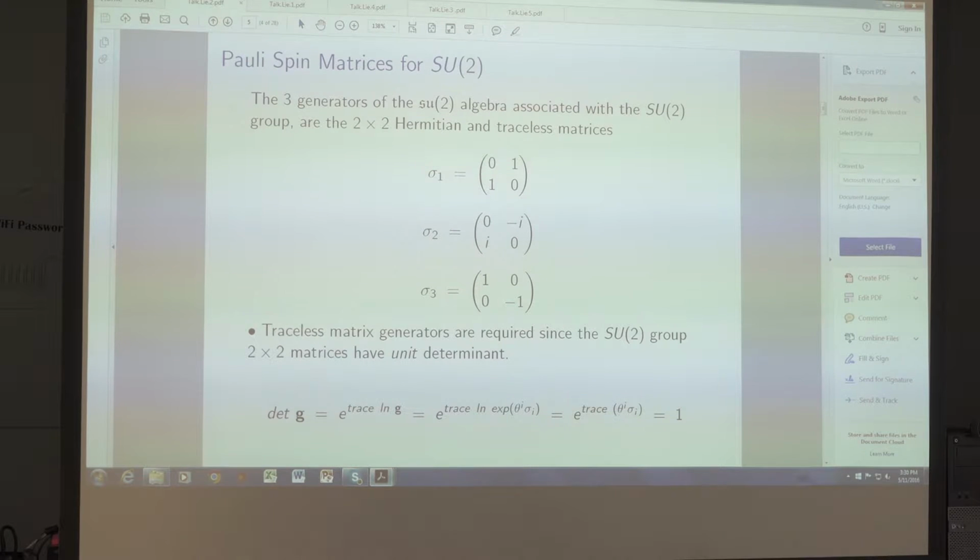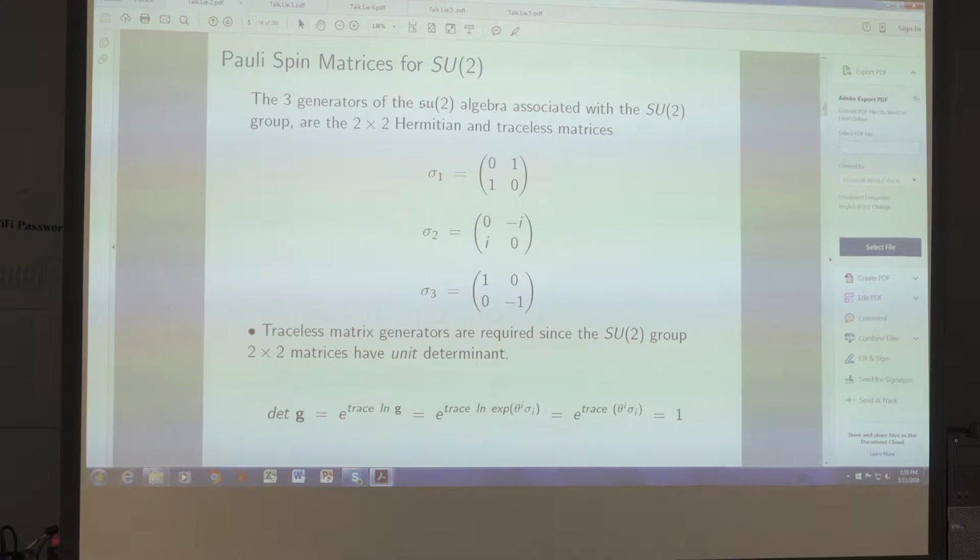You probably all remember what the Pauli spin matrices were. You see, the SU2 algebra associated with the SU2 group has three generators. Because remember, you take 2, you square 2 and you get 4. But when you impose that the determinant of your group element is 1, you kill 1 degree of freedom, so you end up with 3 degrees of freedom. So in reality, you have 3 generators.